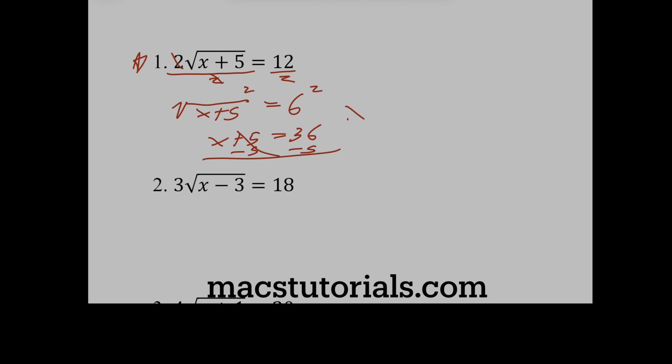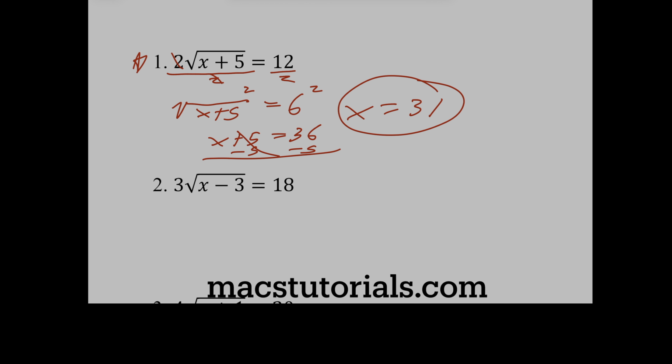Now that's 2 times the square root, so I'm going to divide each side by 2. These cancel out, and now I'm left with square root of x plus 5 equals 6. Now the square root is by itself, so now I can square both sides. X plus 5 equals 36, and once I subtract 5, I get x equals 31.